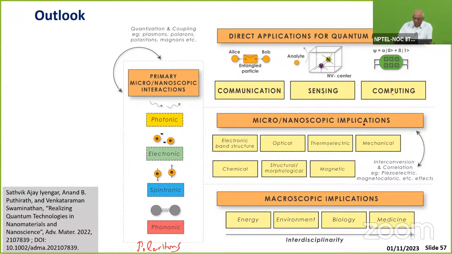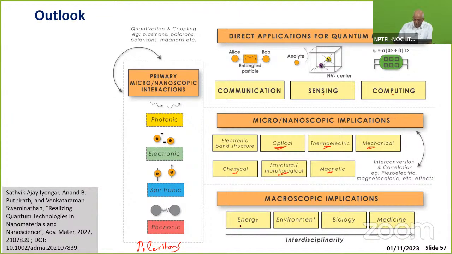Micro and nanoscopic implications. So you have the electronic band structure, the fundamental thing of the material. Optical properties, we are going to be looking at this in the next class. Thermoelectric for power generation, mechanical, chemical, batteries, etc. Structural, morphological, magnetic. So many properties that can give rise to implications in these applications.